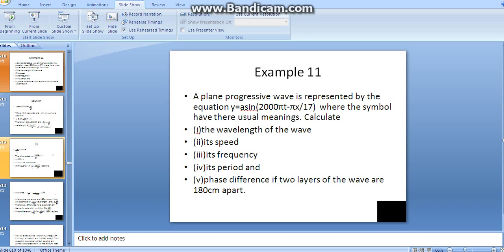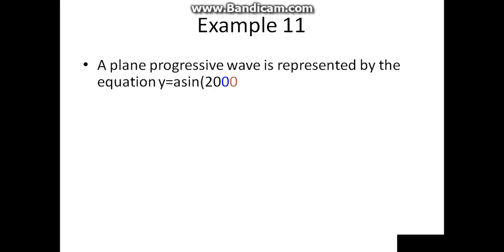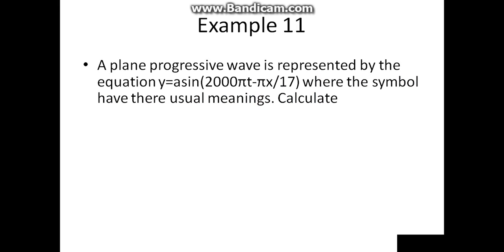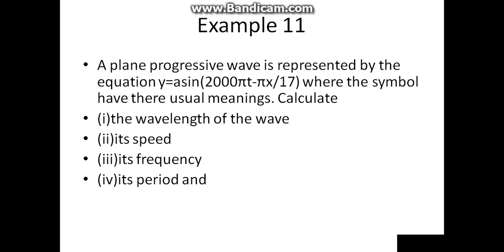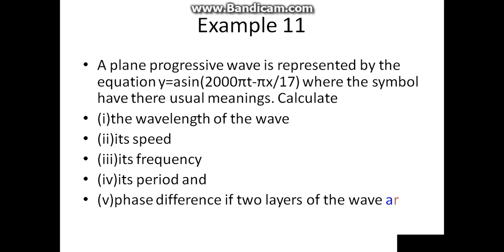...represented by the equation y equals a sine in bracket 2000 pi t minus pi x over 17, where the symbols have their usual meaning. Calculate I, the wavelength of the wave, II, its speed, III, its frequency, IV, its period, and V, the phase difference if the two layers of the wave are 180 cm apart.